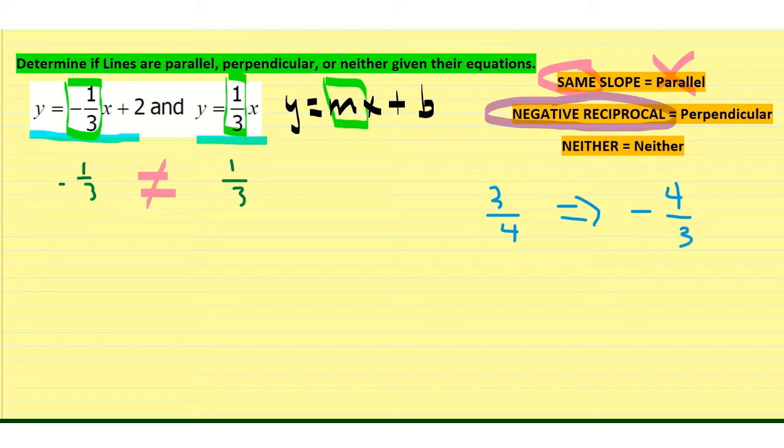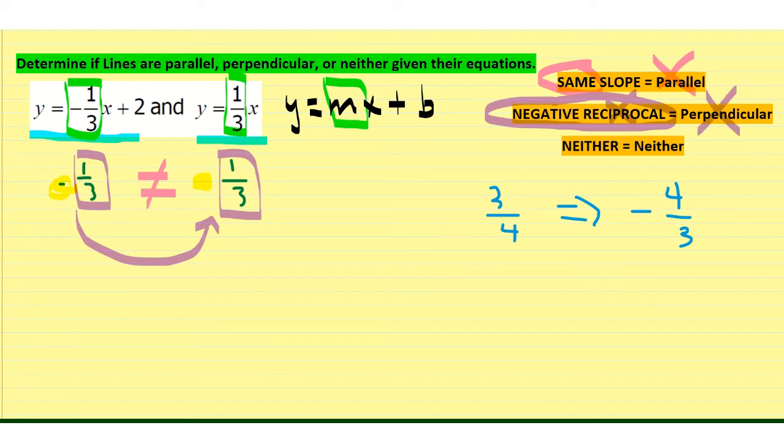So we're going to look and say, is it the opposite sign? Is it the negative? And yes, it is the opposite sign. This is a negative, and this has an invisible positive in front of it. So it does meet the requirement of being the negative of the first number. However, does it meet the requirement of being the reciprocal? Is 1/3 the reciprocal of 1/3? No, it is not the reciprocal. So therefore, it is not perpendicular.